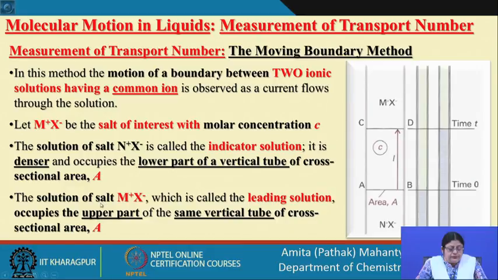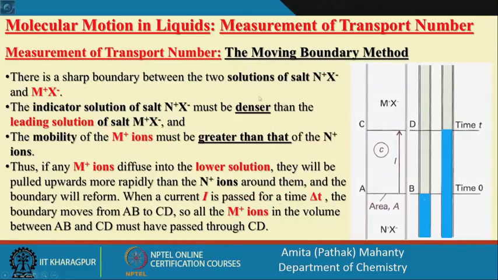So, the solution of the salt MX, which is the leading solution, occupies the upper portion of the vertical tube of the same cross section area. There should be a sharp boundary between the two liquids NX and MX. The indicator solution NX is denser than the leading solution MX, and one more thing needs to be kept in mind: the mobility of the ion of interest should be greater than that of the cation present in the indicator solution.